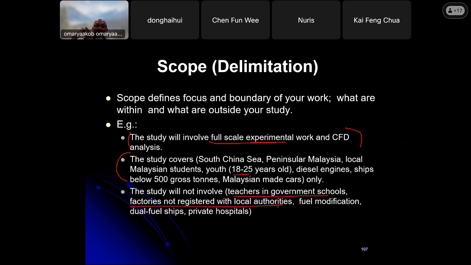Okay, so the study will not involve fuel modification. We do some work, but our work will not involve fuel modification. We only study the fuel as is, but we change other things. We do not study dual fuel ships. We do not study private hospitals. We only cover public hospitals and so on. So this is how you write your scope. You must be clear about how your scope is to be written.